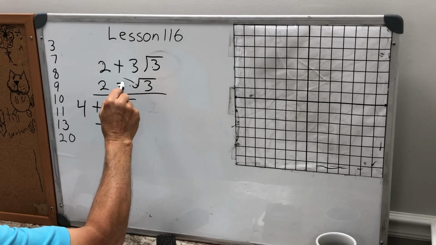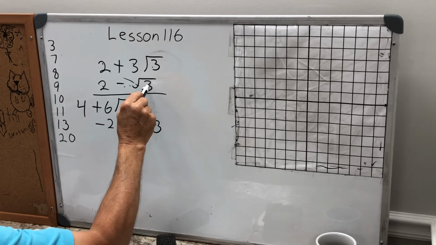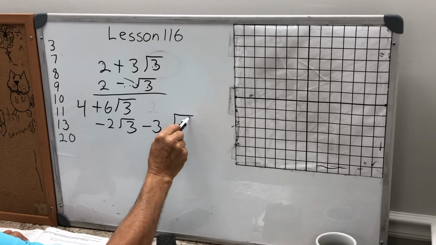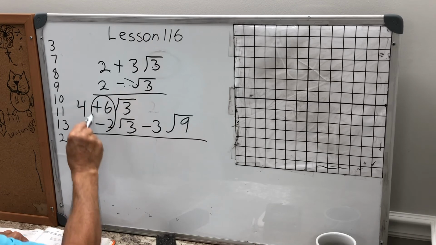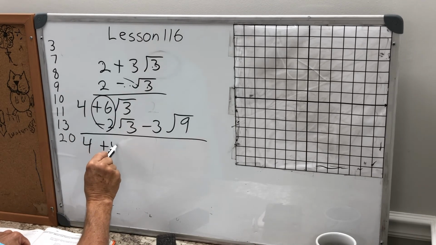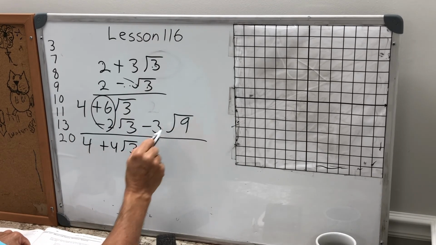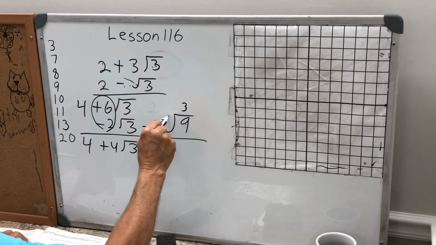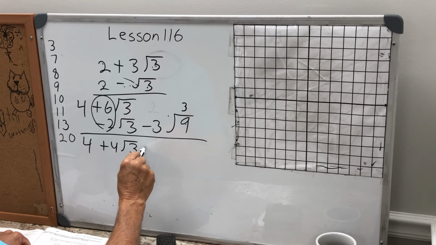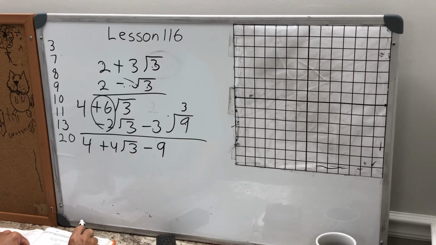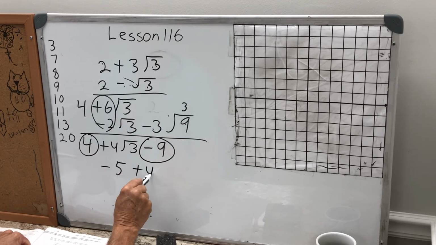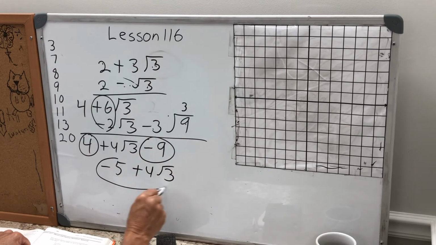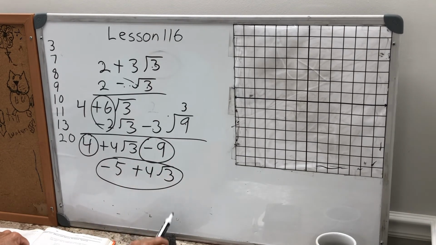And then one more time, this is a -3 times the square root of 9. Add these together, I have a 4. Positive 6 and a negative 2 is a positive 4 times the square root of 3. And finally, square root of 9 is a 3, so I take a negative 3 times positive 3 is a negative 9. Anything less to simplify? There is. Negative 9 and a 4 leaves me with a negative 5, positive 4 times the square root of 3. That is number 20.